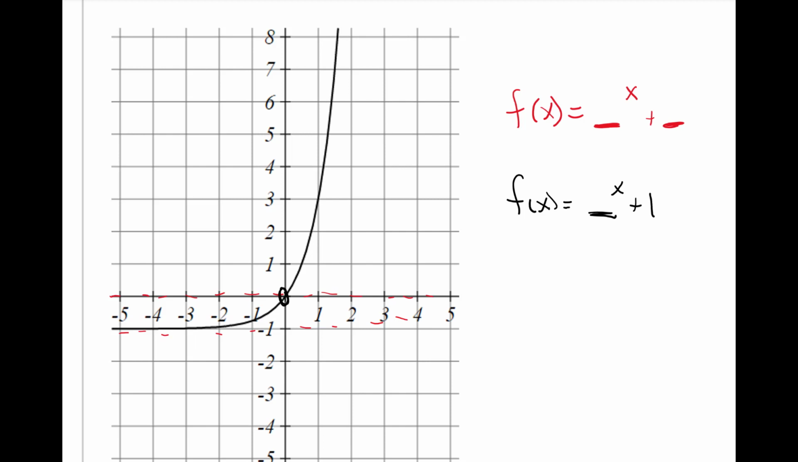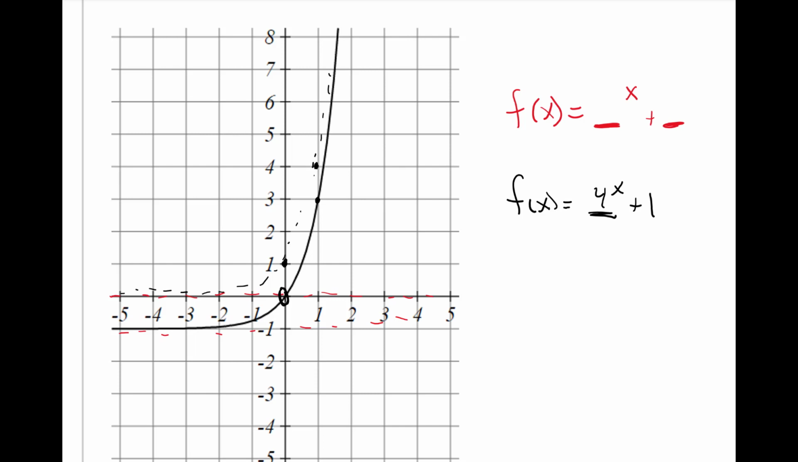Here's 0, 1, or 0, 0. It would have gone through 0, 1 normally, but it was shifted down. Let's look where else it might go through. It's going through this 1, 3. If that's shifted down, it would have gone through 1, 4. That leads me to believe this would be something going up like this. So it'd be f of x equals 4 to the x, because 4 to the 1 is 4.